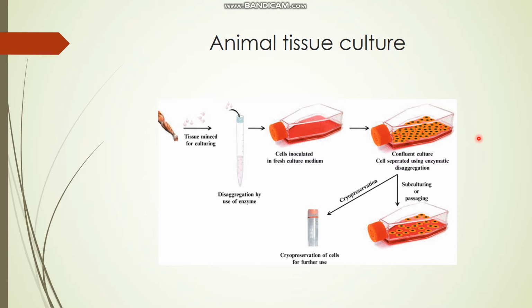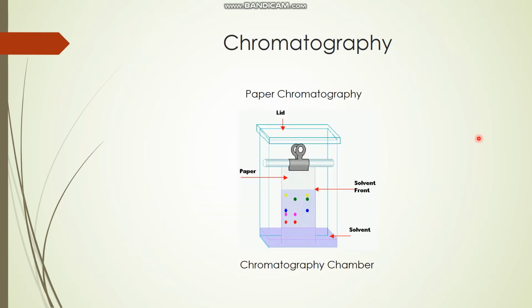Now there is one question: why do we use it? So animal tissue cultures are used to see any abnormality in cells. For example, if you want to observe cancer cells or to see any chromosomal disorders in the cells, you can use this technique. Then we have chromatography.